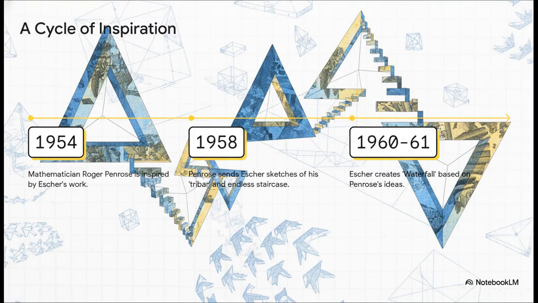And this timeline just shows it perfectly. Look at this back and forth. In 1954, Escher's art inspires the mathematician Roger Penrose. A few years later, Penrose publishes his idea for the impossible tribar, which we now call the Penrose triangle. He sends his sketches back to Escher, who then turns around and uses those exact ideas to create Waterfall. It's a complete, beautiful circle of inspiration.